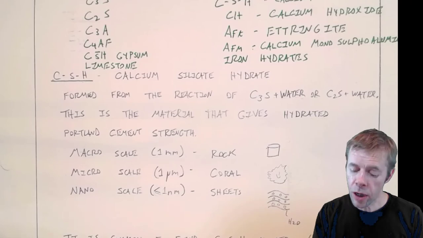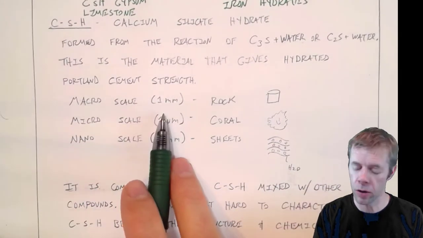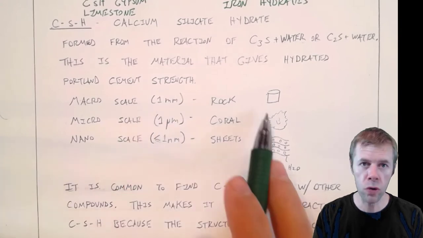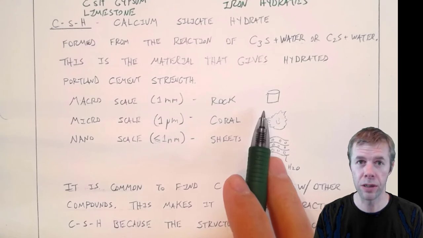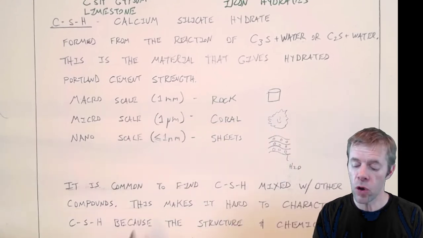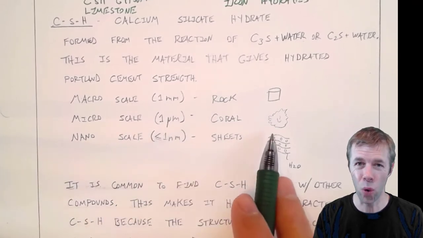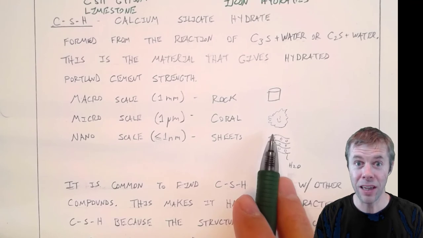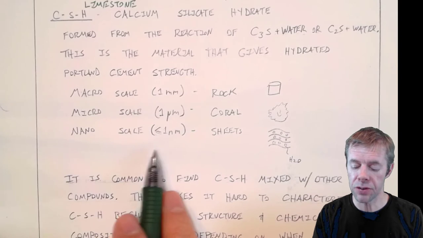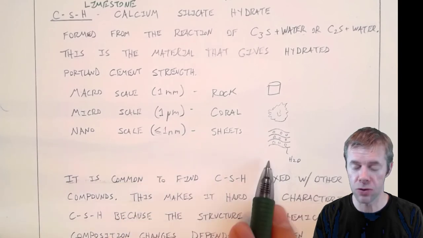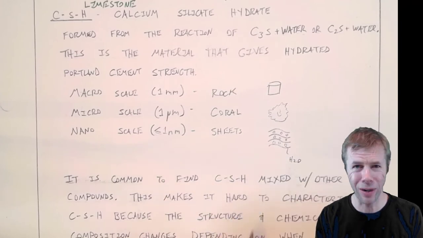Now, let's talk about scale for a second. If you were to look at it on about a macro scale, that's about a millimeter and larger, it's going to just look like a rock. It's going to look like a white or grayish rock. That's what CSH looks like. But if you look at it on a micro scale, about a 1 micron scale, it's going to look actually like coral, like sea coral. Ha! Yeah, I know. I'll show you some coming up. And then if you look down at a nano scale, a less than 1 nanometer scale, it looks like sheets. It looks like these little bitty sheets, and they actually have water molecules in between them.